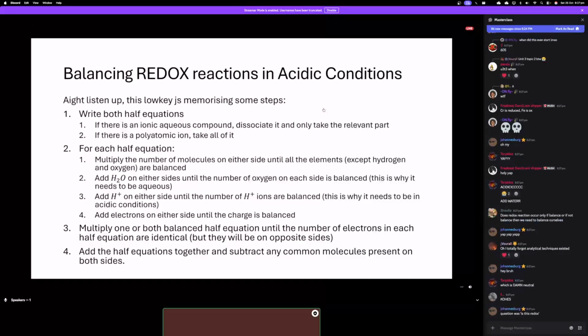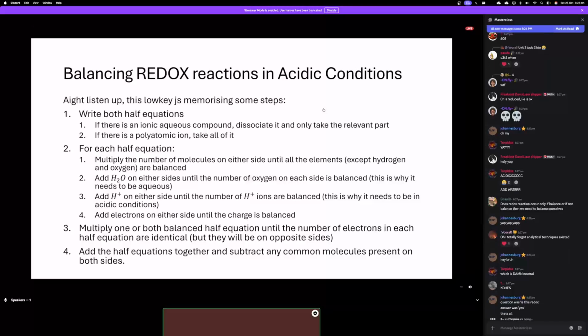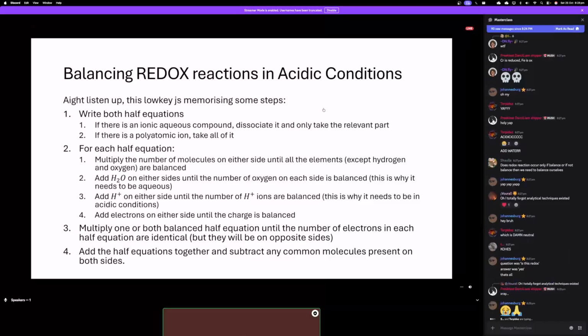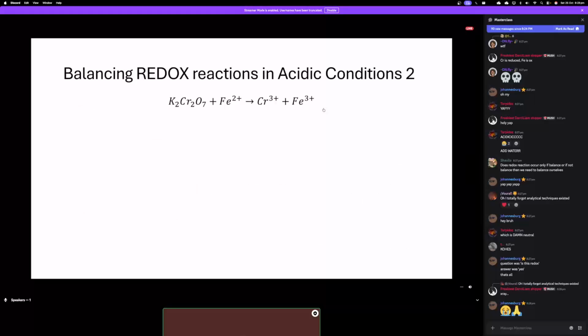Is this redox? We're balancing it too. So you can take a look at this, take a screenshot if you need. I'm going to go through this. I'm going to say all the steps.